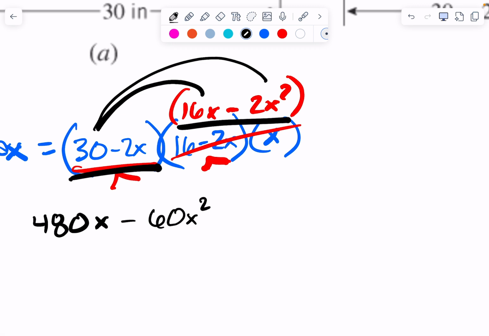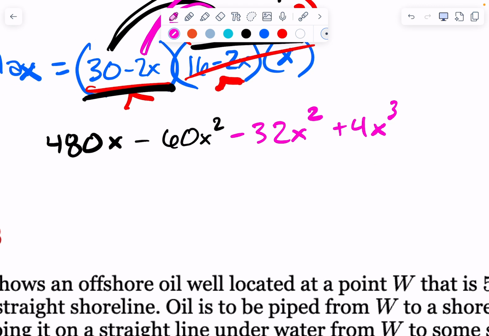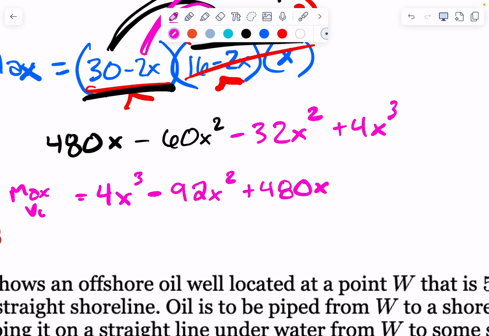Nothing's in order. Negative 2x times 16x is negative 32x squared. And negative 2x times negative 2x squared is positive 4x cubed. Ooh. Okay. Then if I put in order: 4x cubed minus 92x squared plus 480x. Woo! And that's my volume. So I want to maximize that volume.